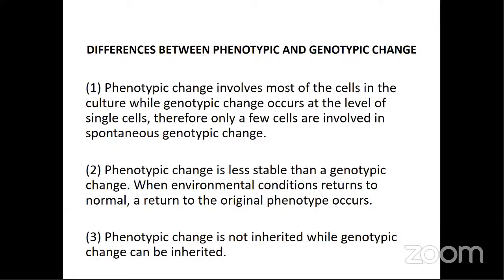Okay? But for genotypic change, it might involve only a few parts of the cells, just like in a human being. The genotypic changes might take place only in the uterus. Maybe the mutation is taking place only in the uterus. So the person might be developing only cancer of the uterus, for example. And then it may spread to other parts of the body.